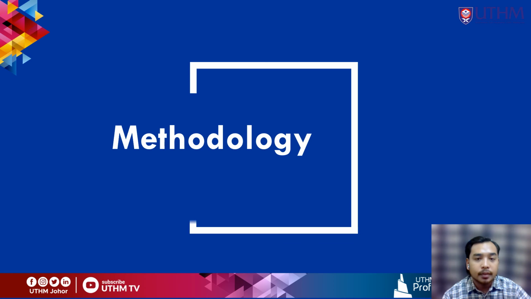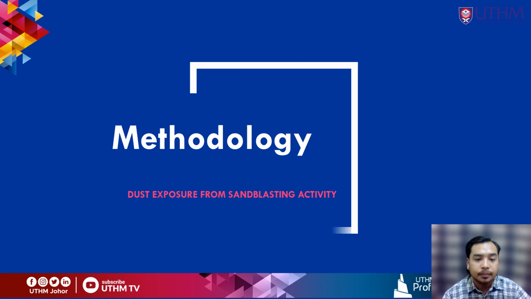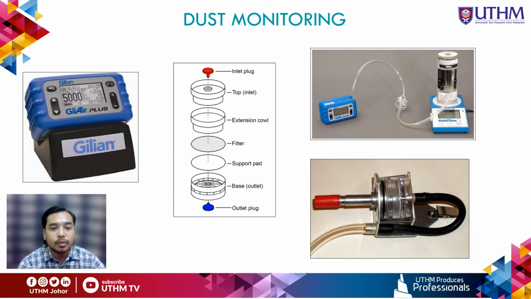And the third chapter is methodology. We are using dust monitoring in this study. On the left side of the slide is the sampling pump. The middle one is our cassette that we will put into the aluminium cyclone, which is right bottom of the slide. We will use a filter. The types of filter are PVC and MCE.